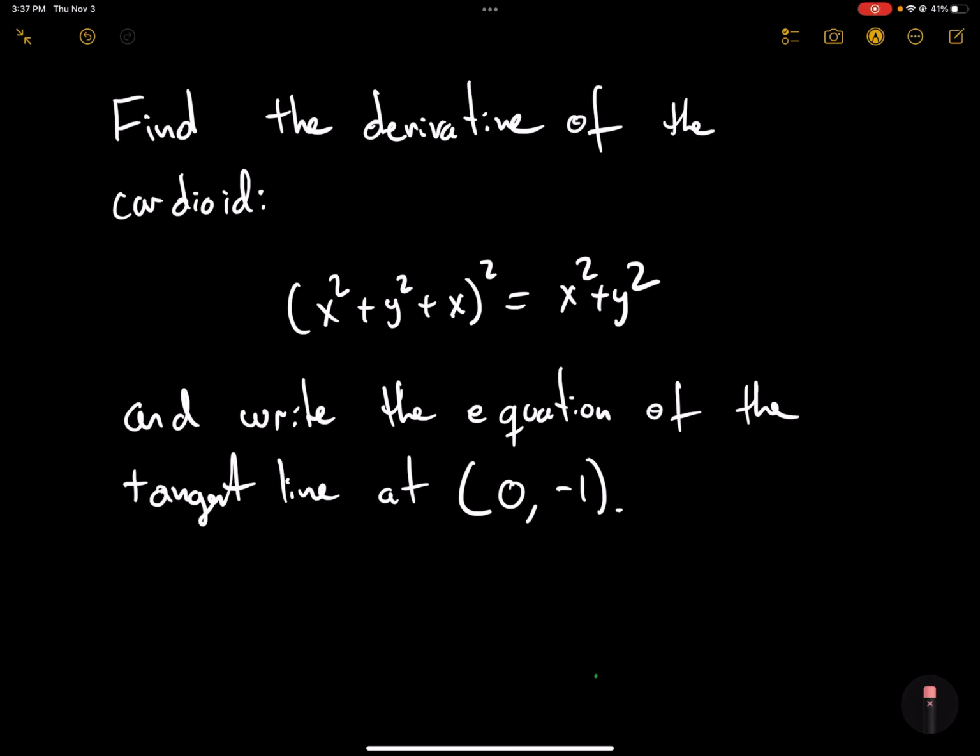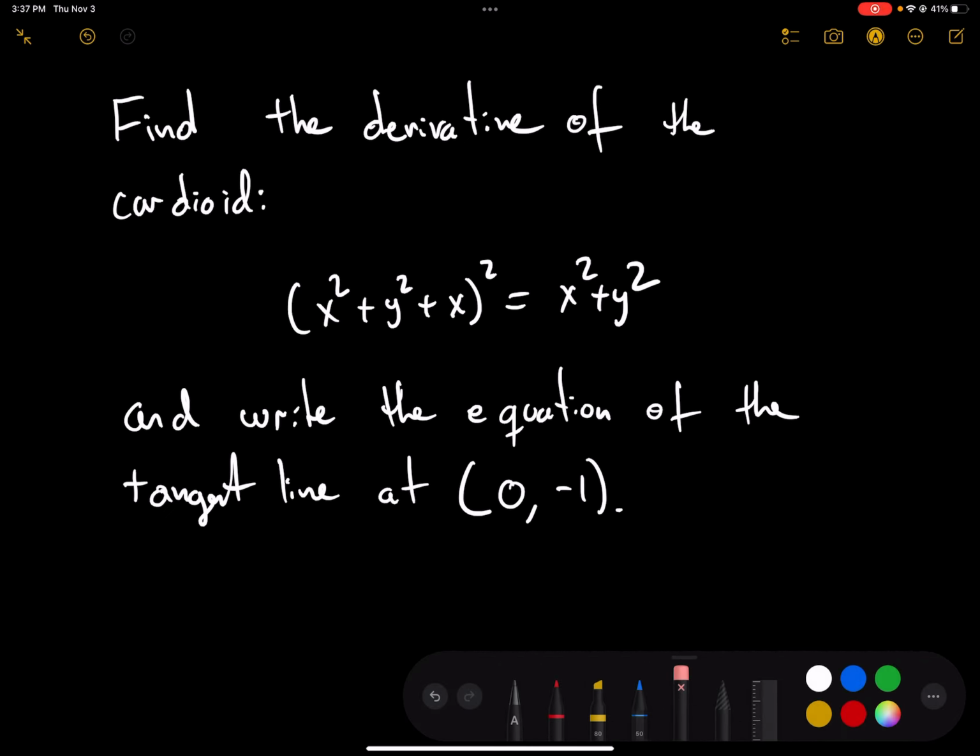Let's work out this example of implicit differentiation using the cardioid as our equation. What we want to do is first find the derivative of the cardioid and then use this information in order to write down the equation of the tangent line.